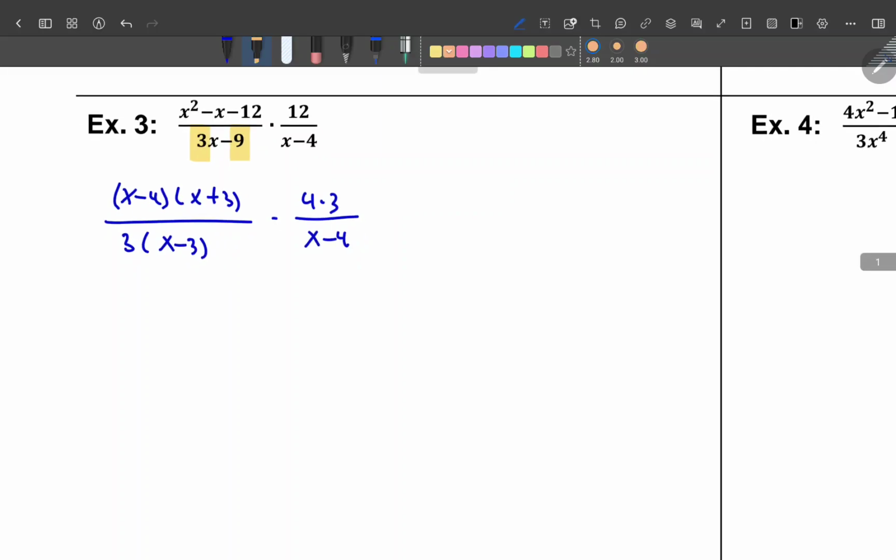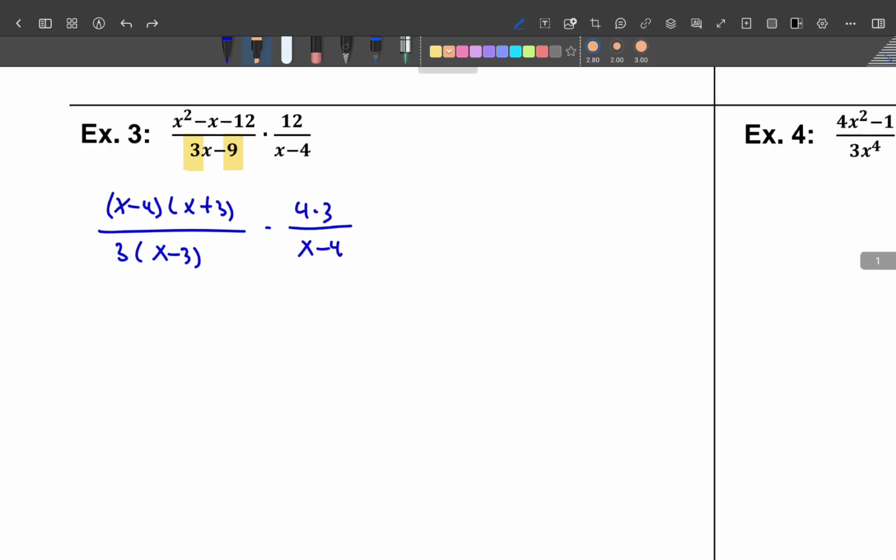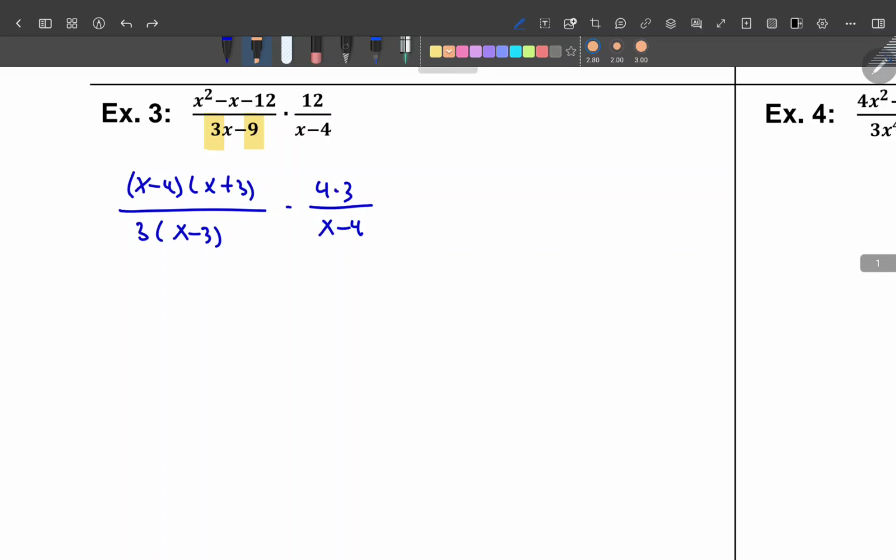Okay, so I factored it. I highlighted this 3x minus 9, right? And so what's happening is we want to factor that as well. That's just greatest common factor. And then for our top function, you can see the factors. And if you're still struggling with factoring, you're going to probably have to start watching videos or doing something.